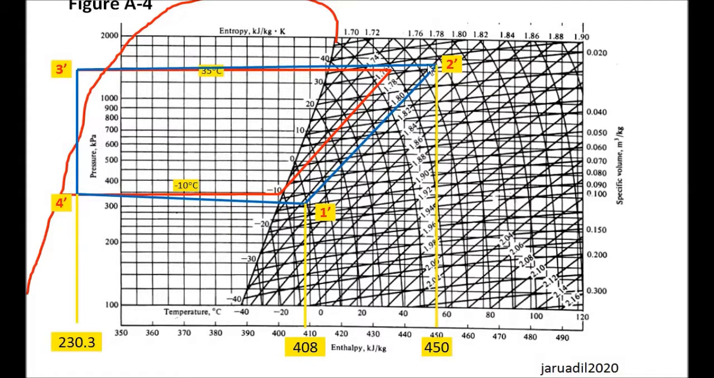Nag-coincide, nagkaroon ka dito ng diagonal, itong blue na ito. That is, meron yung counting slope, nakadiagonal yan ng konti. Yun yung 2 prime. So, this one is 1,400 kilopascal and this one is 1,430 kilopascal ang pressure dyan. Pag nakuha mo yung 2 prime, guguhit ka uli ng vertical line. So pwede mo siyang makuha. Enthalpy is now 450. That's how you find 2 prime and 1 prime.